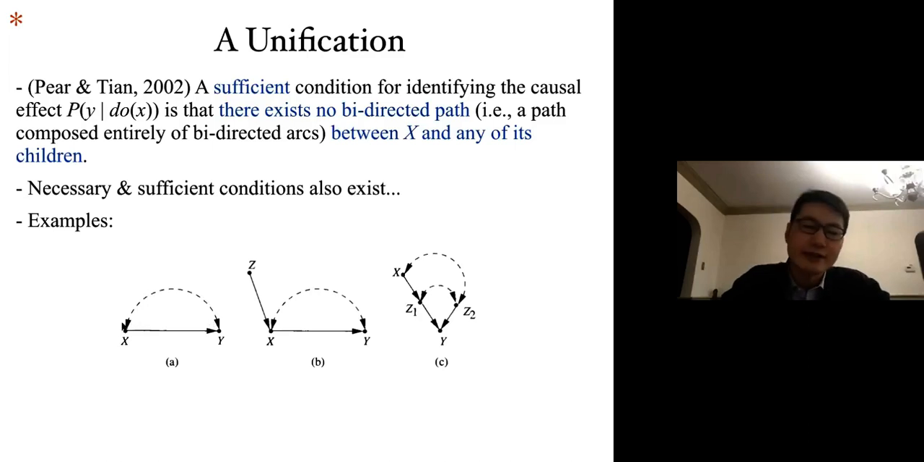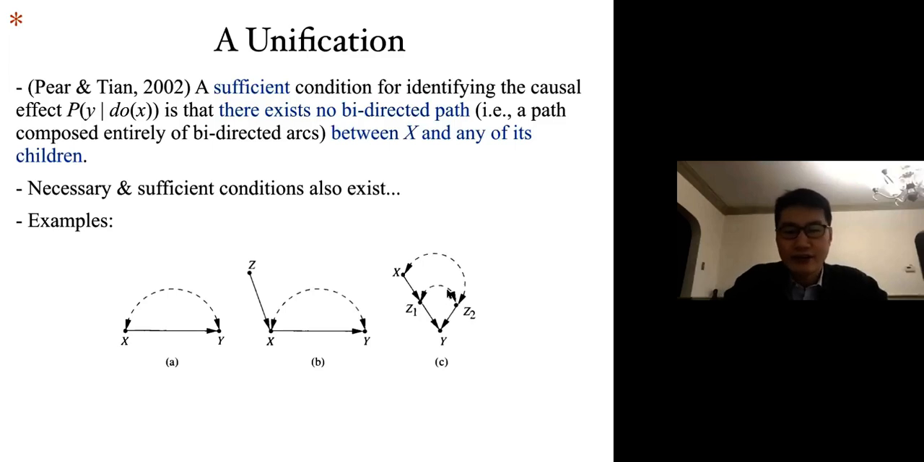So essentially, if there's a bidirected path, we say x and y are confounded in this sense. And here the same thing happens, and here you can see z1 is the child of x, and there's a bidirected path. The definition of a bidirected path is a path consisting of only bidirected edges. So this is bidirected, this is bidirected. That's why we say between x and z1, there's a bidirected path.